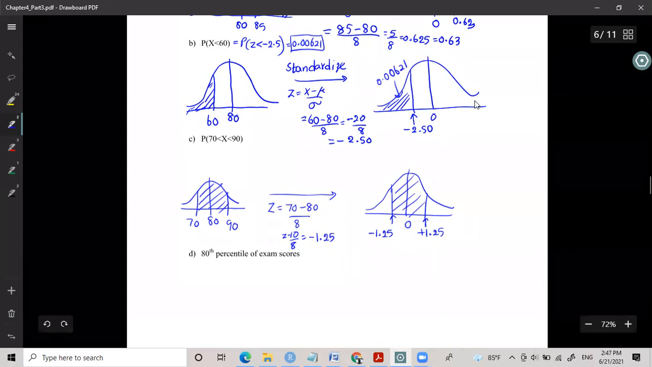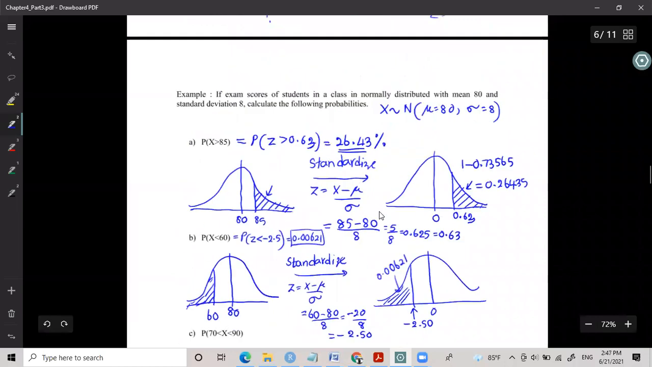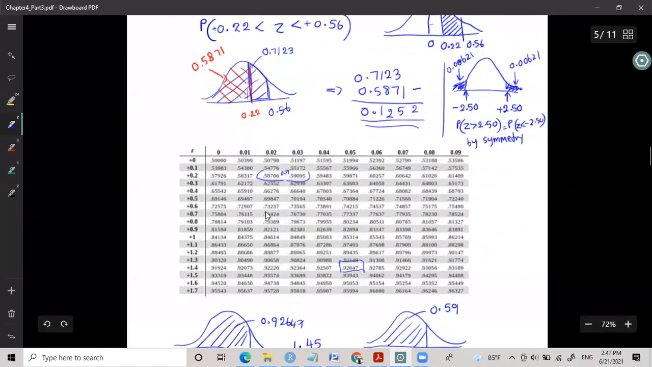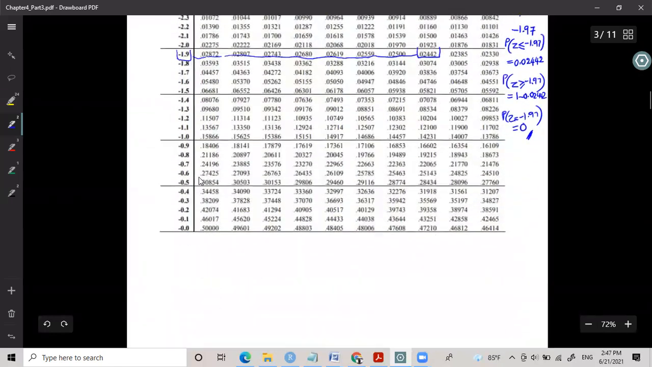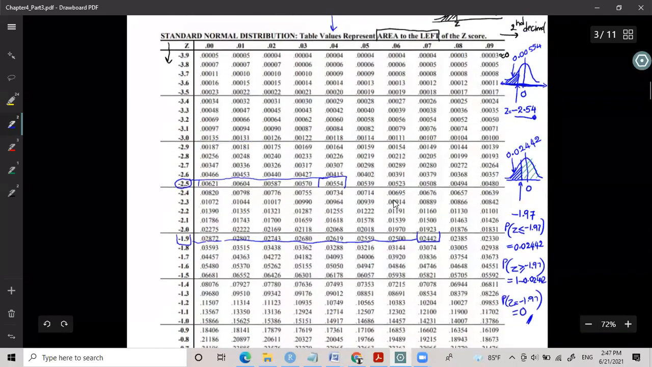So you have to read 1.25 and subtract negative 1.25. Okay, so that is one method. Or you can read negative 1.25. I'll show you an easier way. What is negative 1.25? Negative 1.25 is 0.10565.